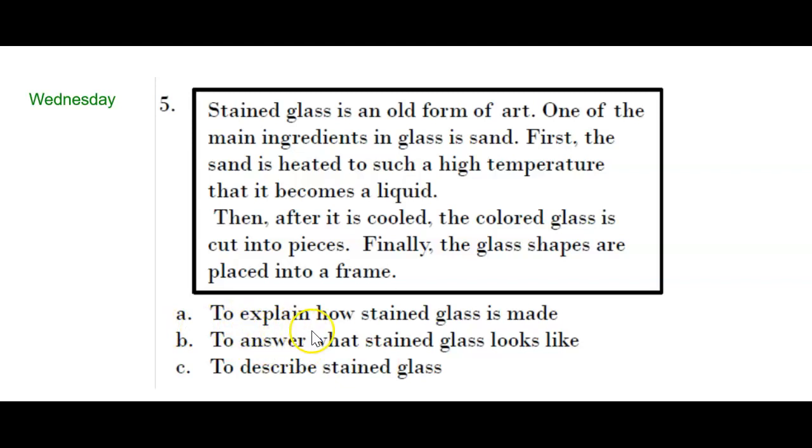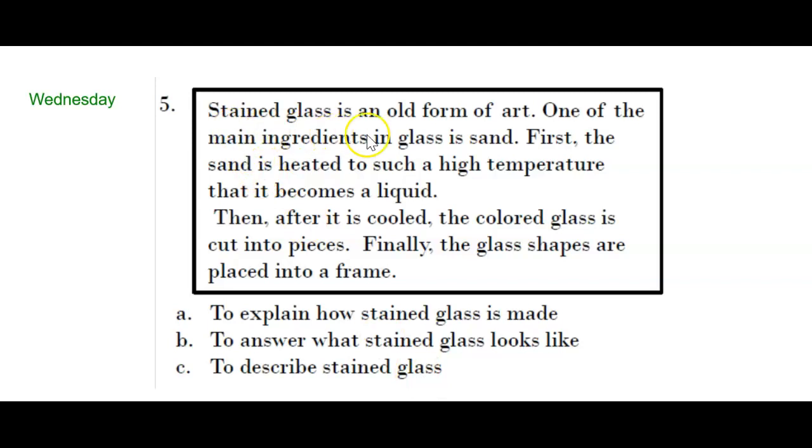To explain how stained glass is made. B. To answer what stained glass looks like. C. To describe stained glass. So we know that we're going to be reading about something called stained glass. Can you help me read? Here we go.